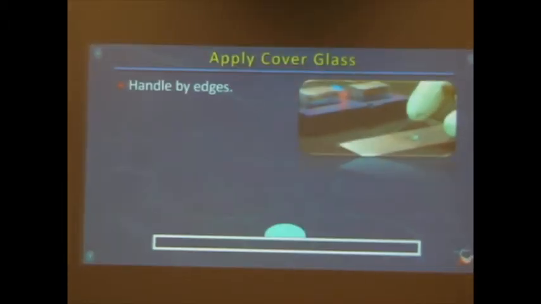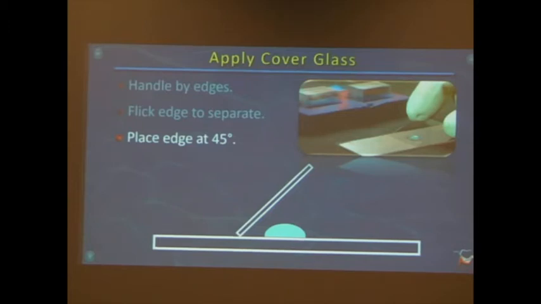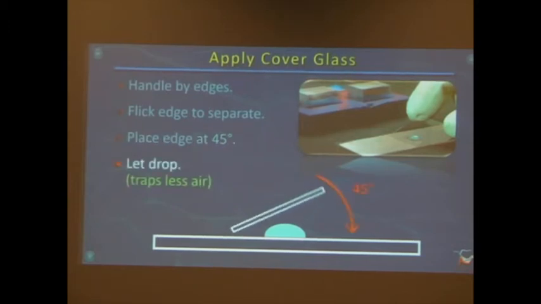So you apply the cover glass, and there we have a schematic of a drop on a slide, and you want to put your cover glass down at an angle onto the slide and then let it flop down the rest of the way. That will trap less air underneath the slide than trying to drop it down flat.